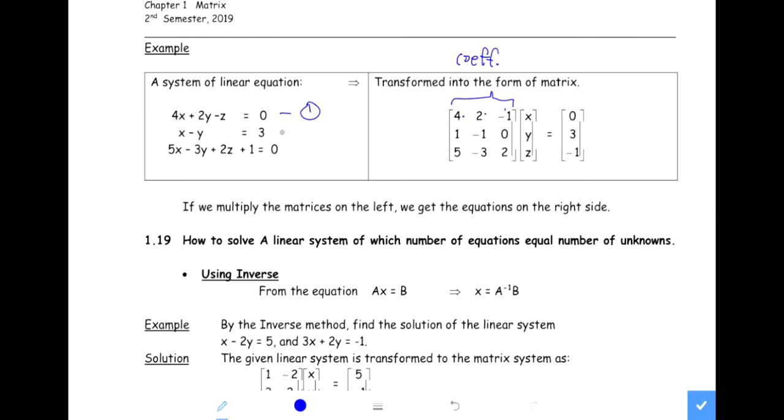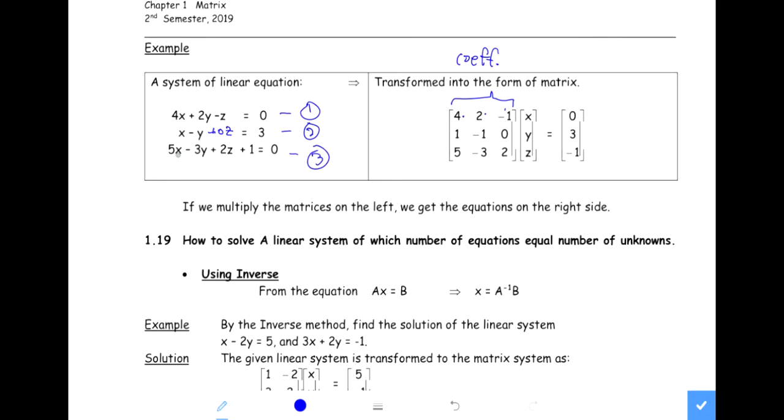Next, we go to the second equation: x minus y is 3. In front of x we have a coefficient of 1, in front of y a coefficient of minus 1, but we don't have a z, so that is plus 0z. So in your coefficient matrix you have 1 for x, minus 1 for y, and 0 for z. The third one, I think you have a sense of it now.